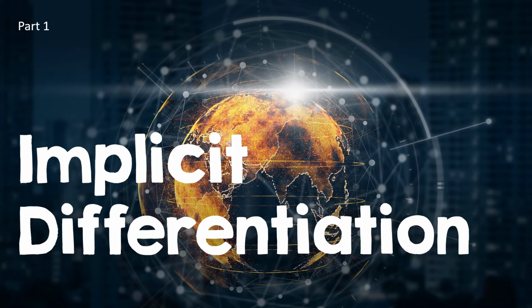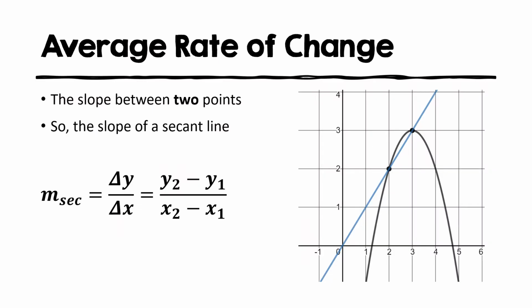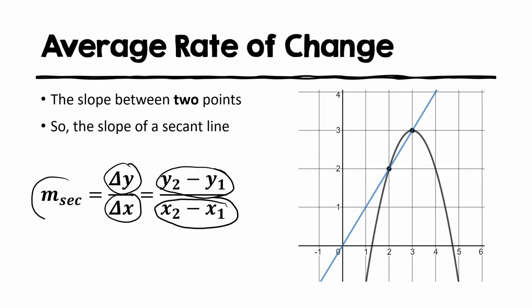Implicit Differentiation, Part 1. Let's do a quick recap of some of the concepts and notation we've learned so far. The average rate of change is the slope between 2 points, so that gives us the slope of a secant line. So if we're looking at the slope of this line, we can see it's the slope between these 2 points. So that's the change in y, y2 minus y1, over the change in x, x2 minus x1, and that's equal to the slope of the secant line.